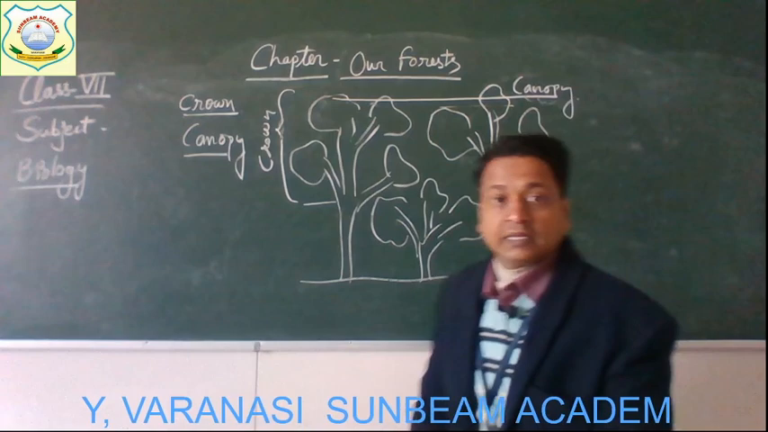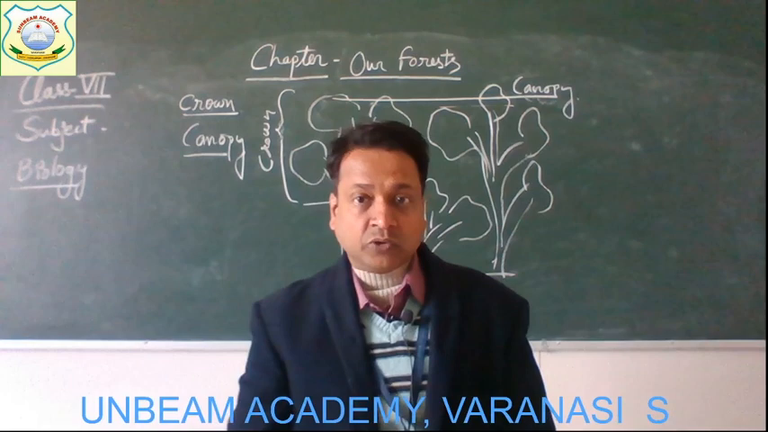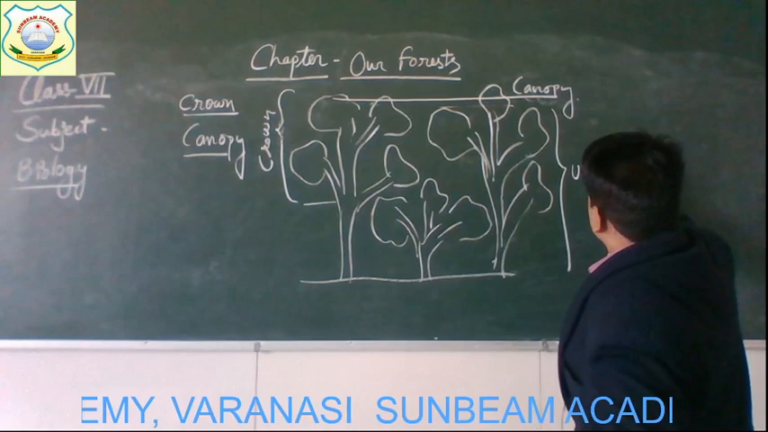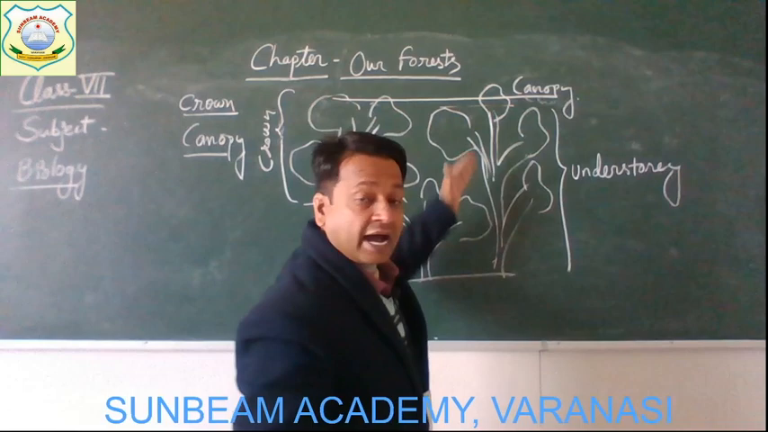Get it? Now, in a forest, the plants that grow in the shade of the canopy form the understory. So this is the canopy, and below it, whatever plants are growing are known as the understory. Understand? And there are different layers in the understory, as different kinds of plants are found there.